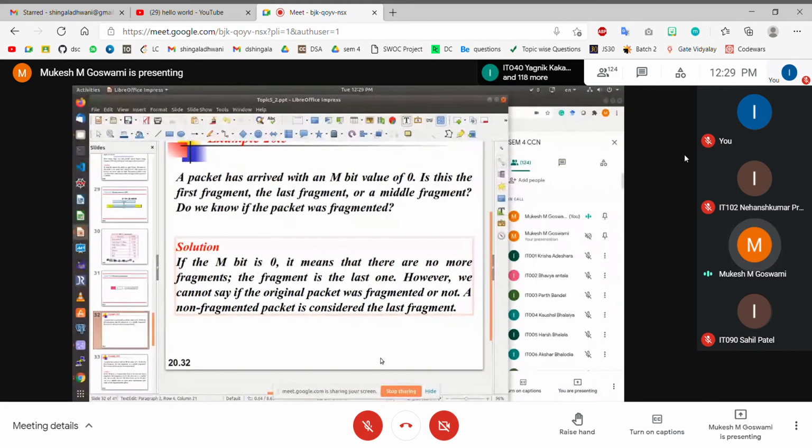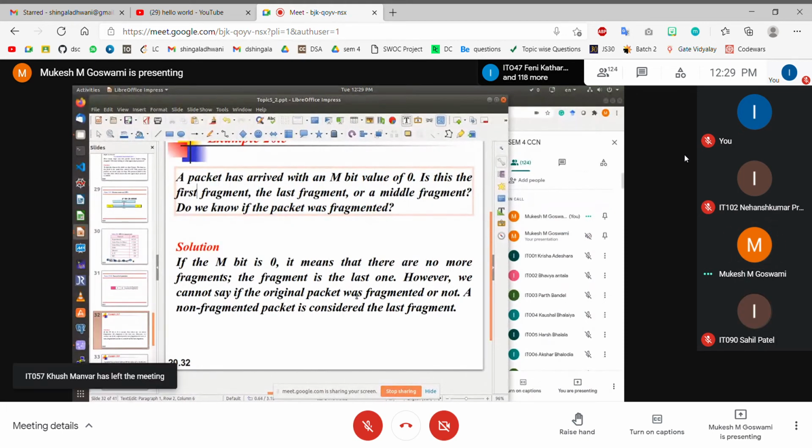Okay, and we also came to know that this is not going to be a middle one, because if it is a middle one, then your m bit is going to be equal to 1, right? So m equal to 0 means that it is not a middle fragment. It is obviously the last fragment, but it is not possible to tell whether it is a first fragment. It may be. If the original packet is not divided, then the last fragment is also the first fragment. They are all the same. You have only one fragment, that is the original packet itself. So whether it is a first fragment, we don't know. Whether the original packet was fragmented, again, we don't know. By looking at an m bit, it is not possible for us to tell this.